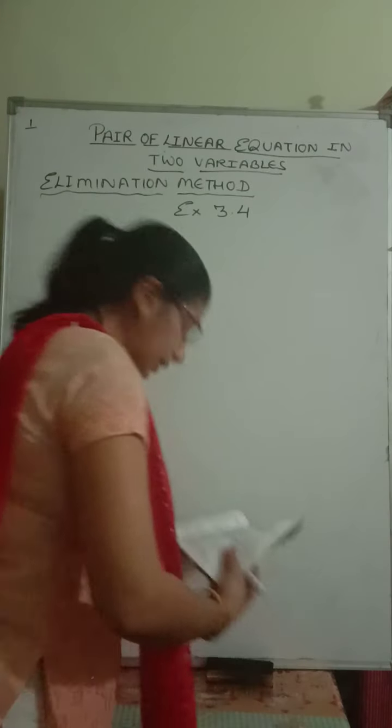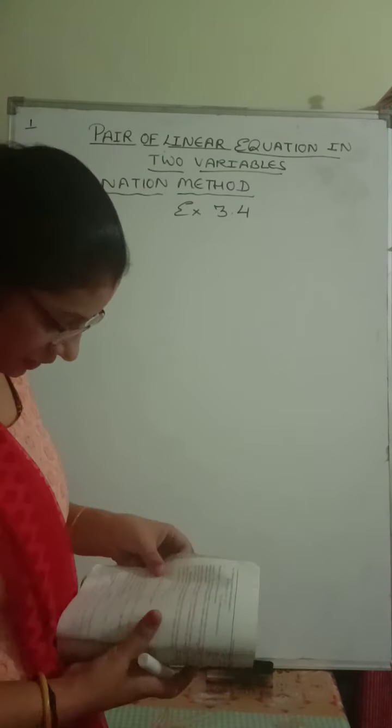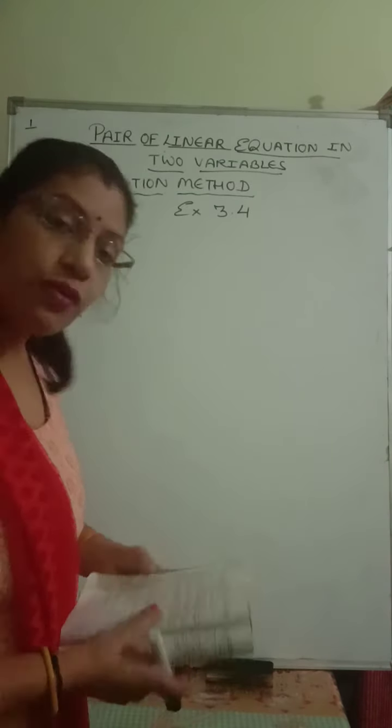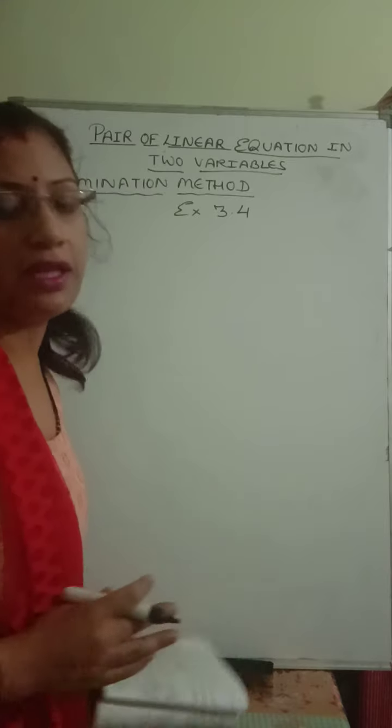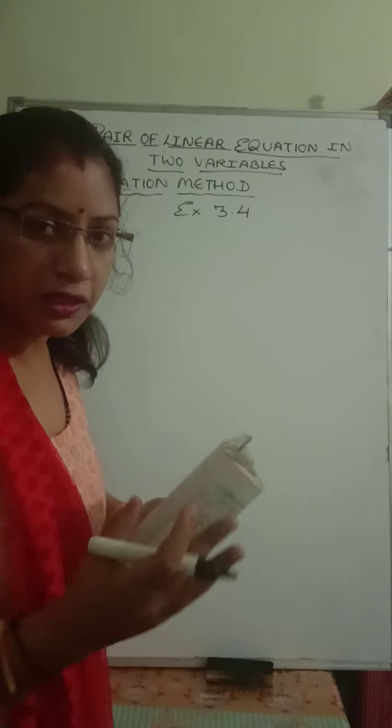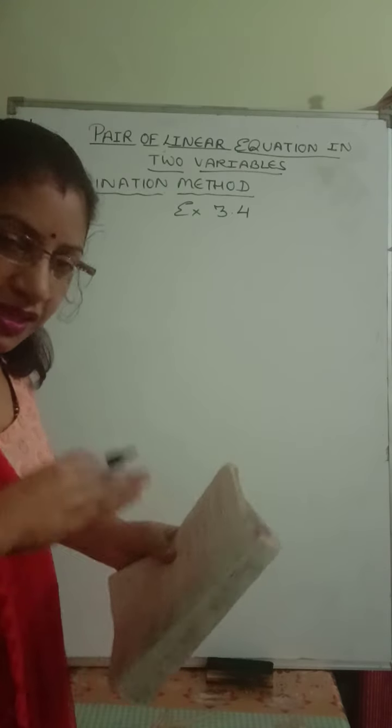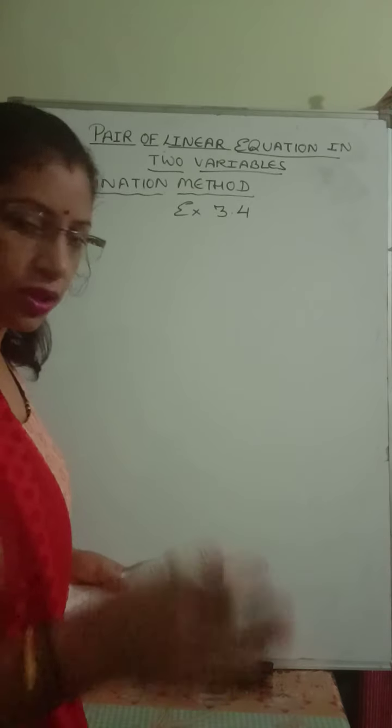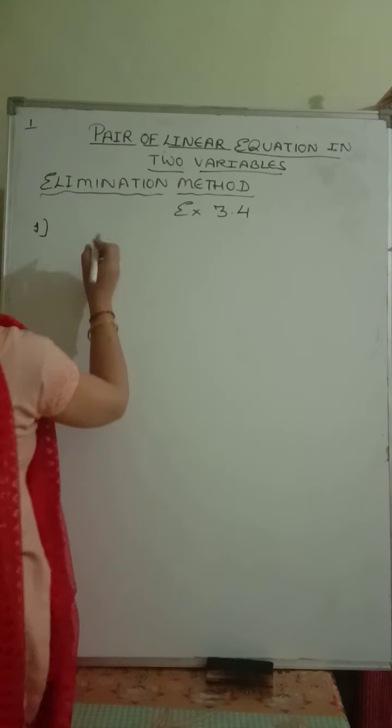So we will start exercise 3.4. We will start from question number 1. So what is question number 1? Solve the following pair of linear equations by elimination method and by the substitution method. That means we have to solve by both the methods, first by elimination method and the same by substitution method. So let us start from the first part only.